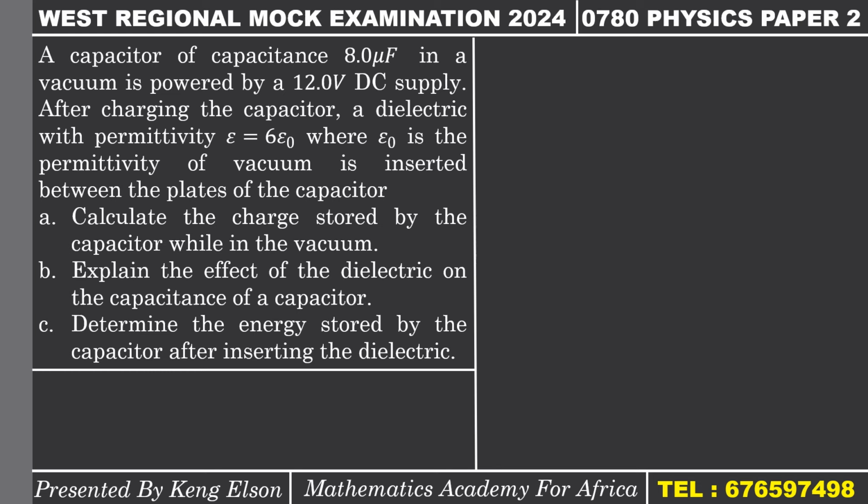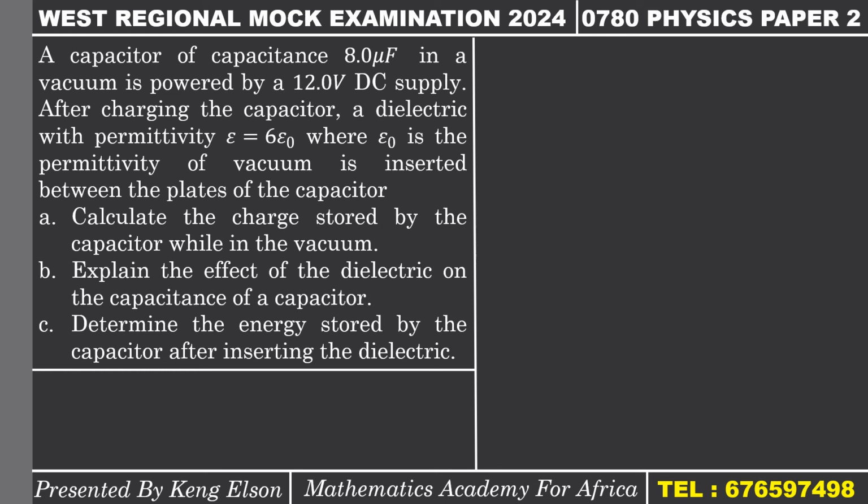So in this video we look at the West Regional Mock Physics Paper 2 of 2024. We are going to be solving a question from electrostatics, specifically on capacitors. The question reads: a capacitor of capacitance 8 microfarad in a vacuum is powered by a 12.0 volt DC supply. After charging the capacitor, a dielectric with permittivity epsilon equal to 6 epsilon 0, where epsilon 0 is the permittivity of vacuum, is inserted between the plates of the capacitor.